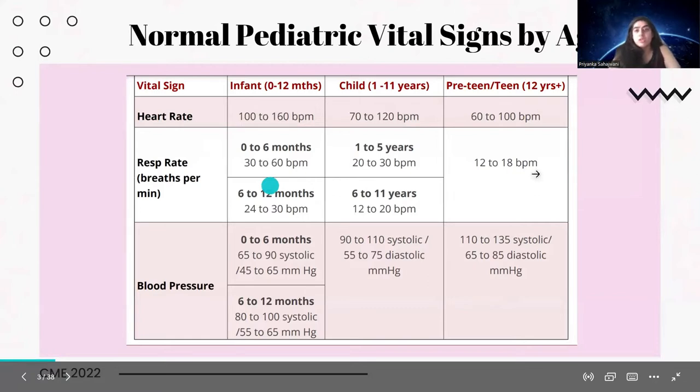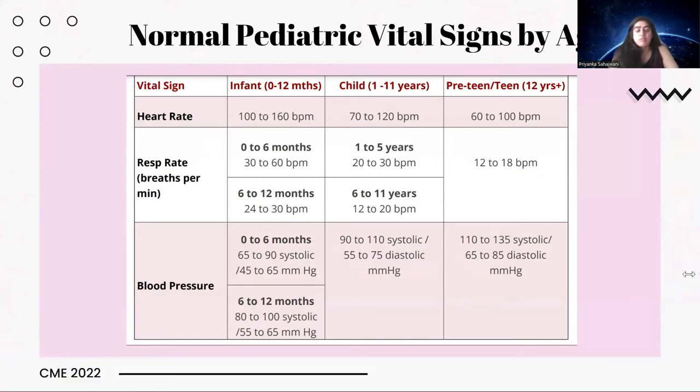So what are the vital signs that we should know for any pediatric case? It is age dependent. After 12 plus, that is 13 years onwards, we consider them as adults because they're physiologically similar to adults. So we will see the duration from infants, that is 0 to 12 months, children, that is 1 to 11 years, preteens and teens, that is 12 onwards. So first you have a heart rate, respiratory rate and blood pressure.